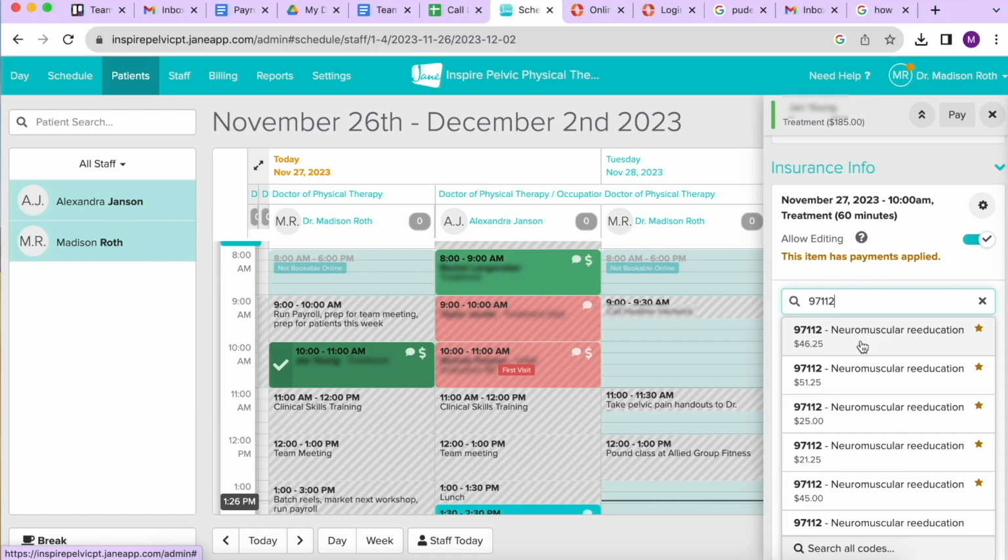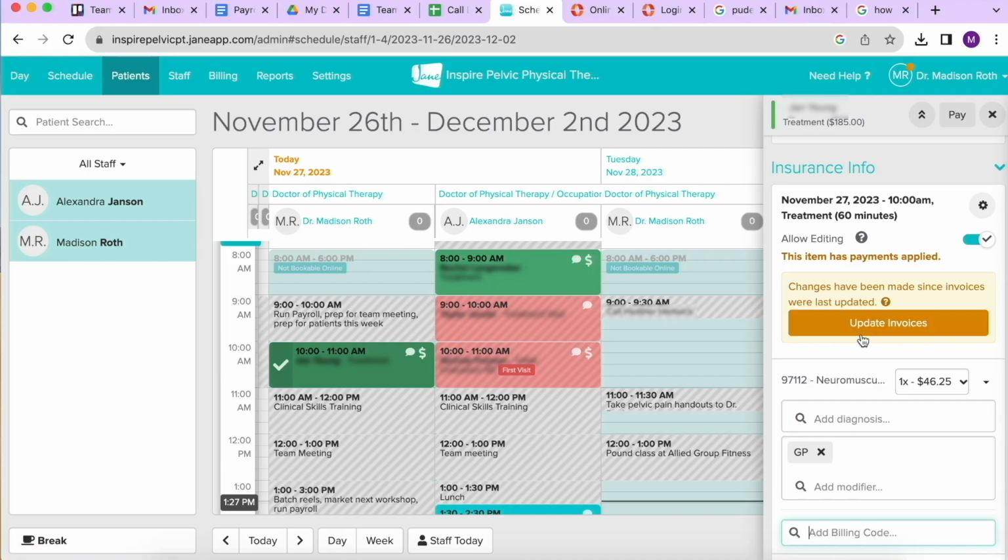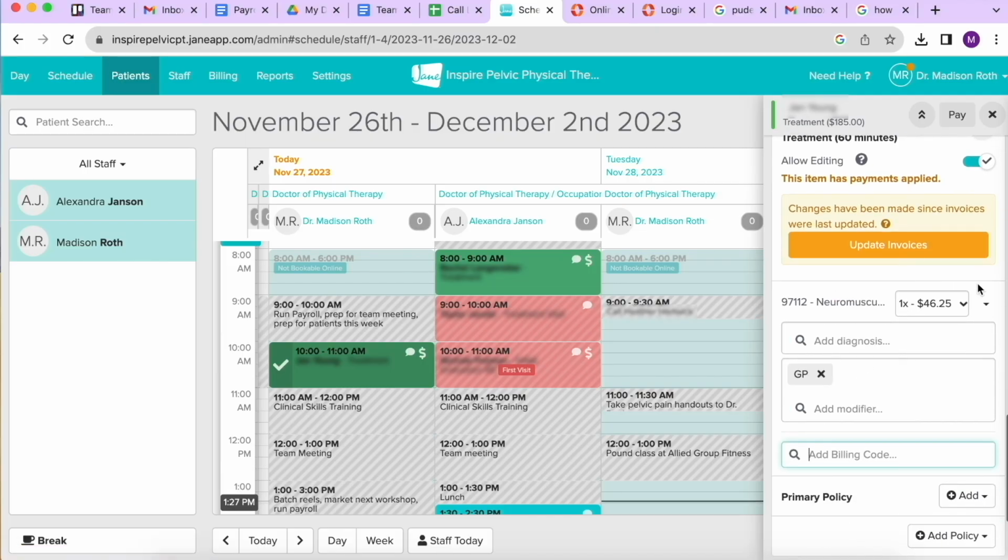So we have a lot of codes in here. It's 46.25. If the patient had a session that was 205, it would be at this 51.25. And we've had some different eval prices, so that's why there's all these different ones in here. So we did 2 units of neuro. I'm going to just change that to 2.